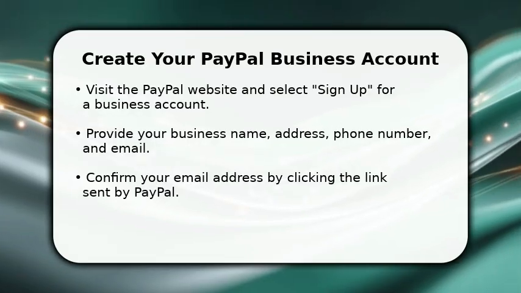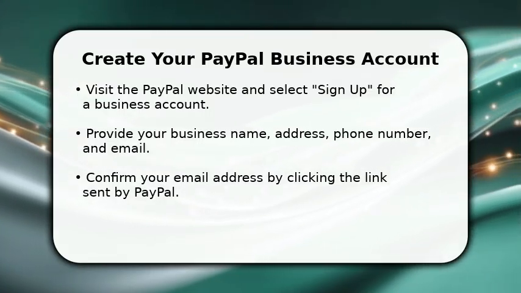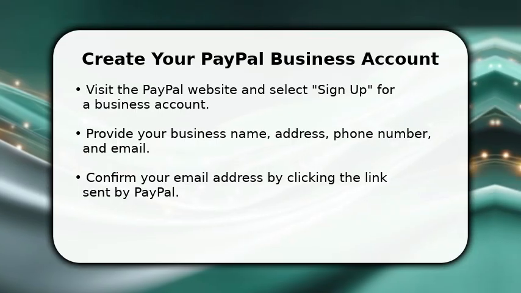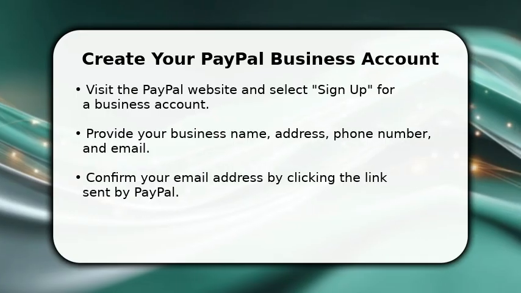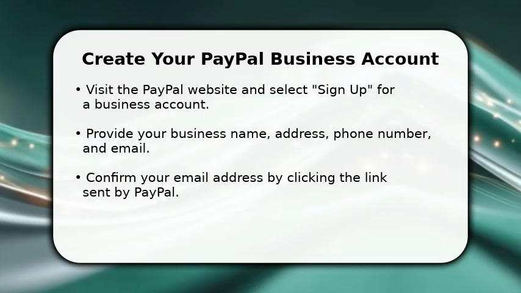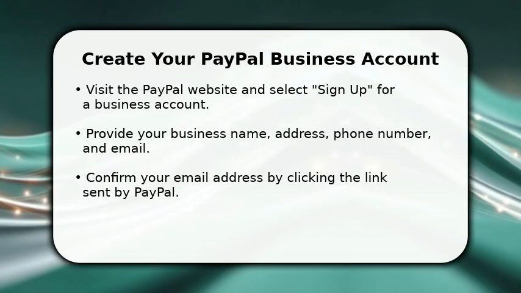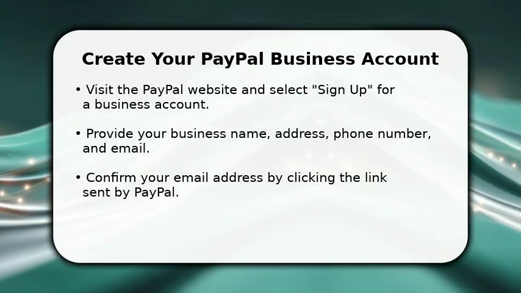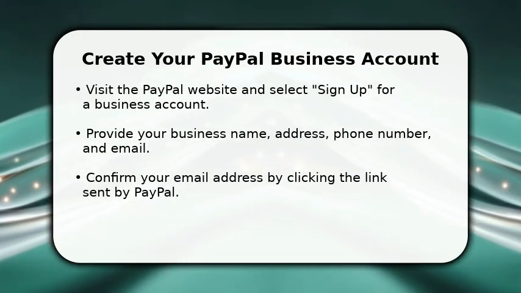In this video, I will explain how to make PayPal unlimited. First, head to the PayPal website and choose to sign up for a business account. This is crucial for a limited company to keep finances separate. You will then provide basic business details like your company name, address, and contact information. Finally, confirm your email address through the link PayPal sends. This activates your account for receiving payments.